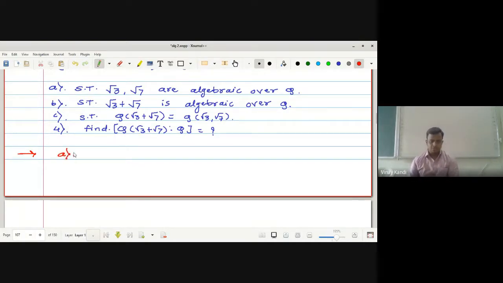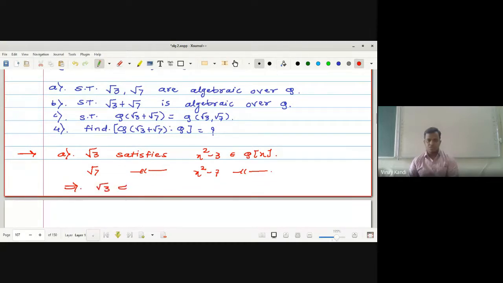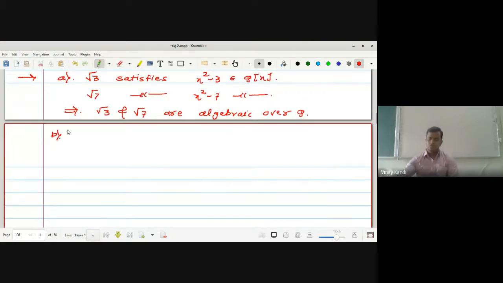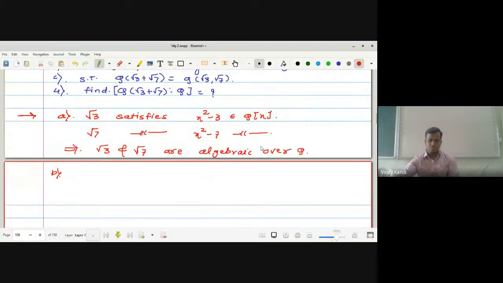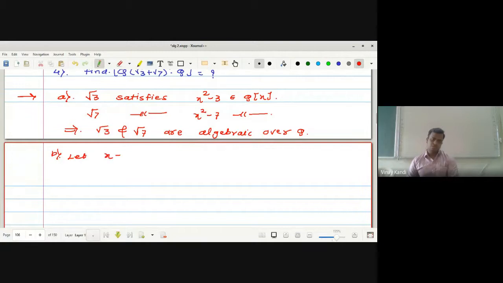Part A. Root 3 satisfies x square minus 3, which belongs to Q[x], and root 7 satisfies x square minus 7, which belongs to Q[x]. This implies root 3 and root 7 are algebraic over Q. Okay, now Part B. What we have to show? Root 3 plus root 7 is algebraic over Q. Let x be equal to root 3 plus root 7.